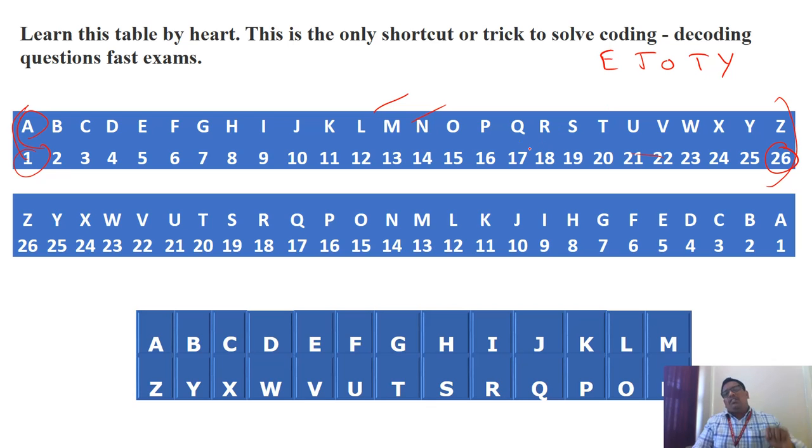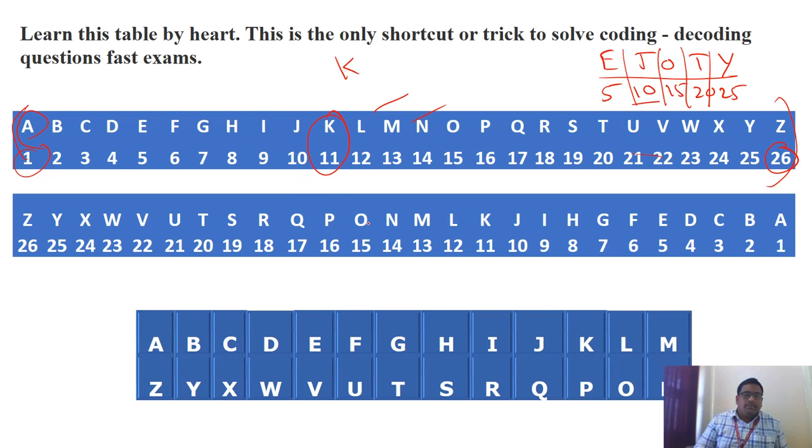EJOTY. So these are multiples of 5, in order to remember the numbers 5, 10, 15, 20, 25. It's very simple to remember, EJOTY. If I ask what is K, I know J means 10, obviously K will be 11. If you want, you can verify from here. Clear? Similarly, T is obviously 20. If I ask, let's say V, I know T is 20, U will be 21, V is 22. So it's very easy to remember. EJOTY is one of the simplest concepts to remember letters from A to Z.